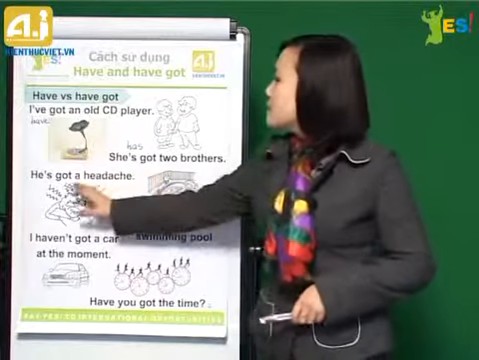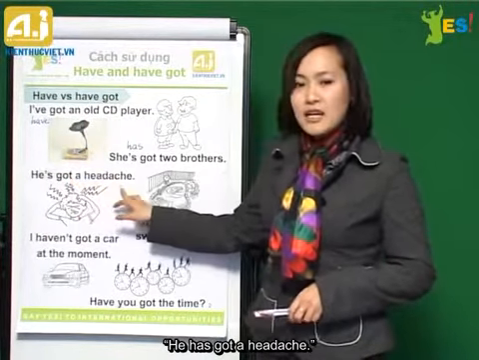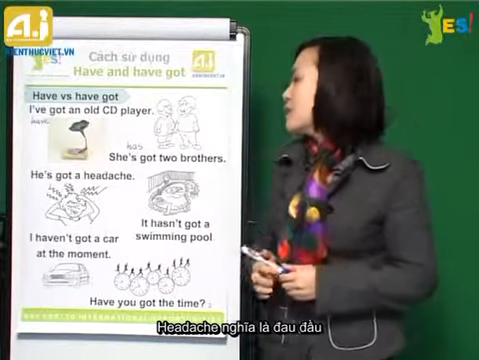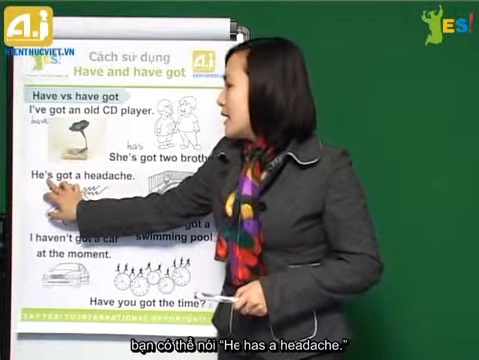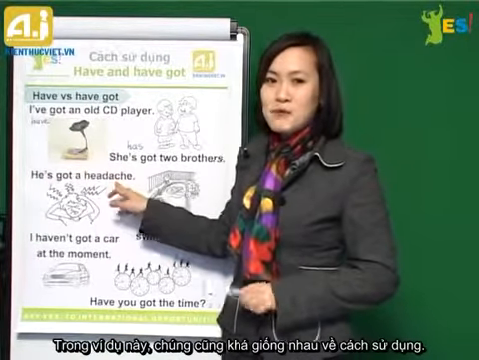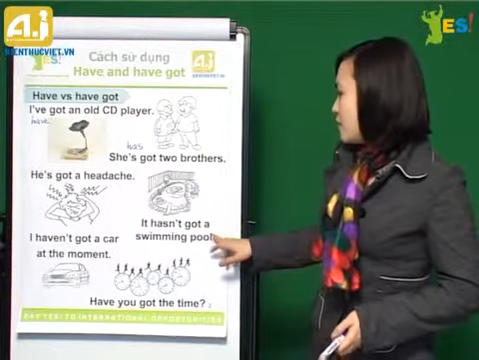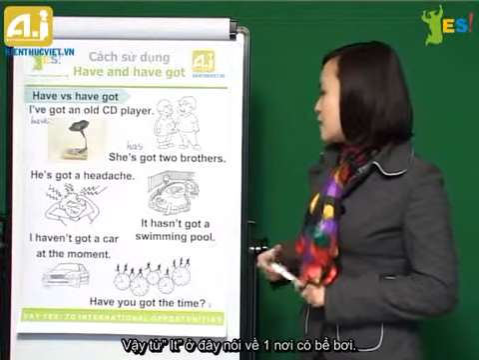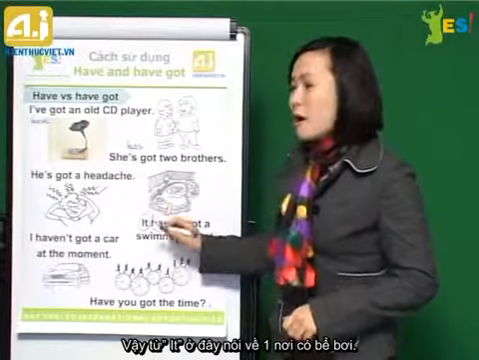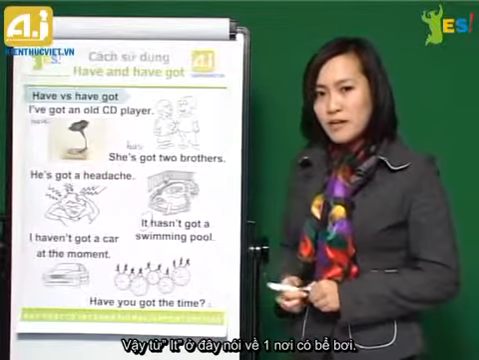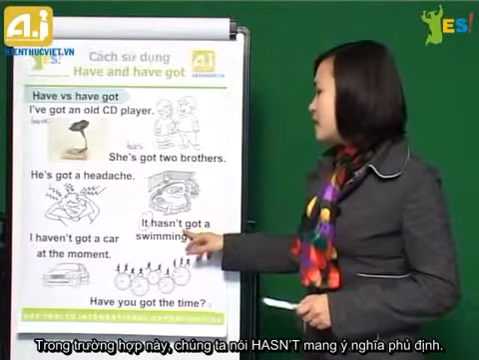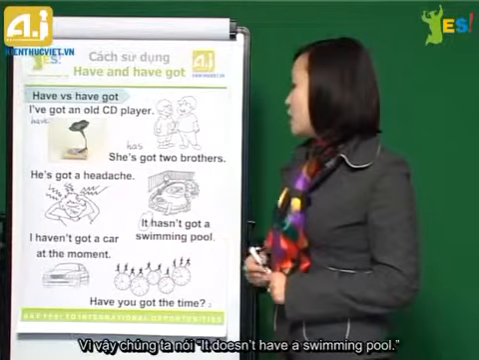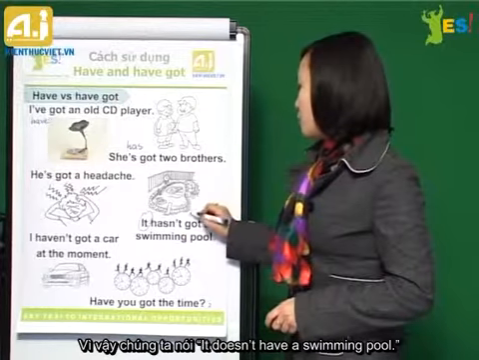Other examples. He's got a headache. Headache is the word to describe the pain in your head or in your mind. You can say, he has a headache in this example. It's pretty much the same. The next one, it hasn't got a swimming pool. So it here, we're talking about a place where there is a swimming pool. But in this case, if you say hasn't, which is the negative form of the sentence, you can say it doesn't have a swimming pool.